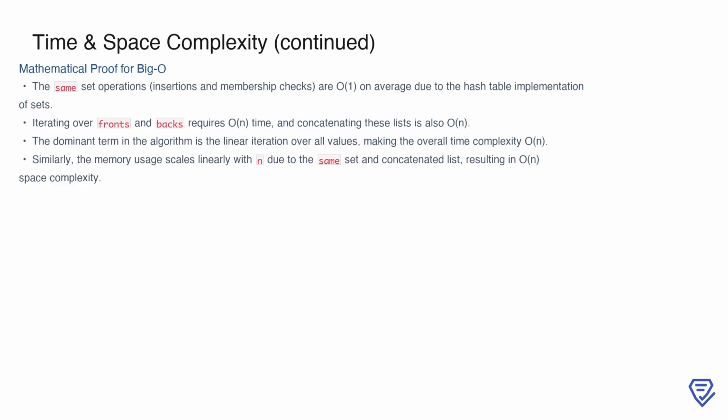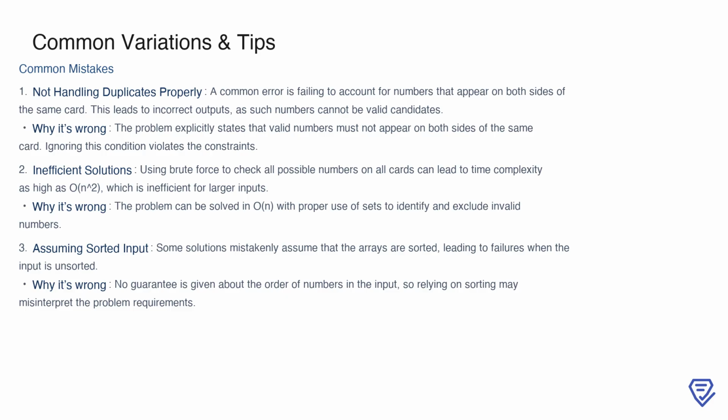The same set requires O(n) space in the worst case, and the concatenated list, which contains 2n elements, also requires O(n) space. Additional variables like result and loop iterators use constant space, O(1), which does not affect the overall scaling. Therefore, the total space complexity is O(n), confirming that the algorithm is both time and space efficient for this problem. Now let's discuss some common mistakes that could trip you up in this problem.